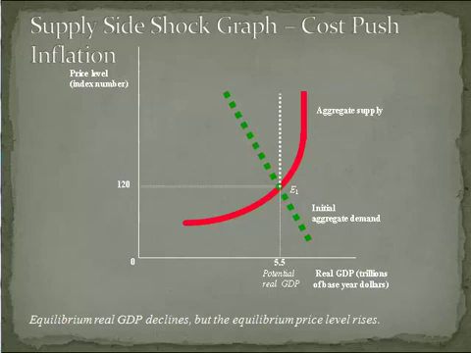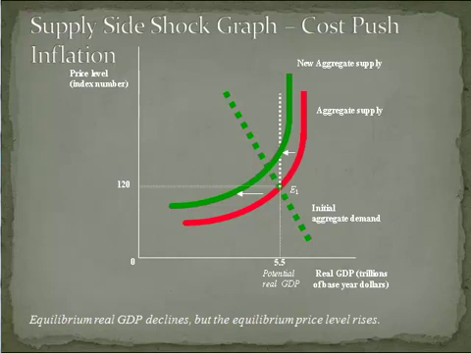This is also known as supply-side shocks or cost-push inflation, where the aggregate supply curve shifts to the left because of the increase in input costs, whether they be material or wages. Equilibrium real GDP declines, but the equilibrium price level rises. One example of cost-push inflation might be increased energy costs, which would increase the price level while reducing the GDP.